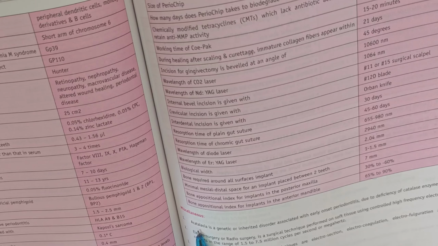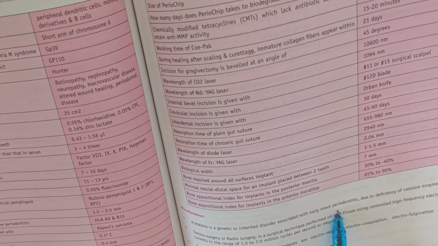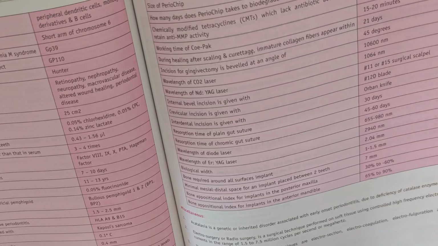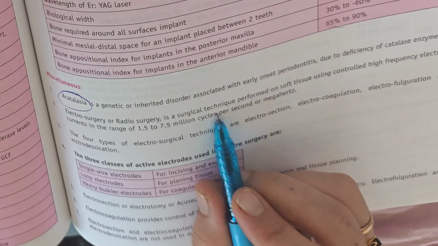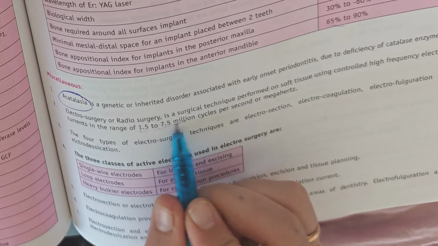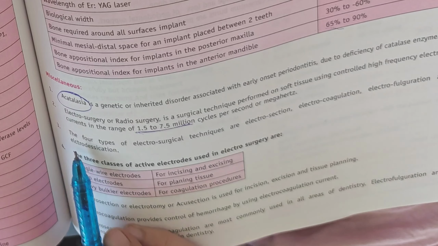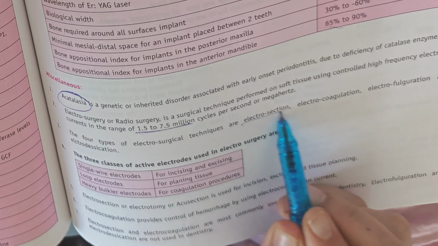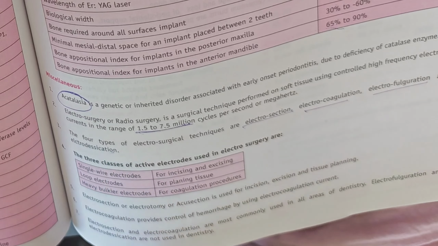Miscellaneous: acatalasia is a genetic or inherited disorder associated with early onset of periodontitis due to deficiency of catalase. Electrosurgery and radiosurgery are surgical techniques performed on soft tissue using controlled high-frequency electrical currents in the range of 1.5 to 7.5 million cycles per second, or megahertz. The four types of electrosurgery are electrosection, electrocoagulation, electrofulguration, and electrodesiccation.